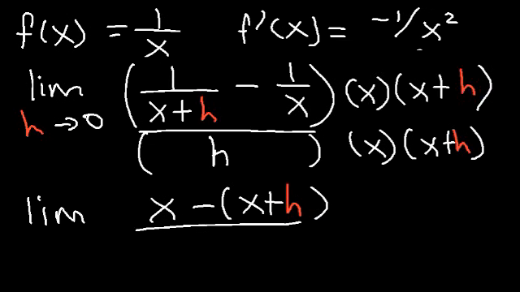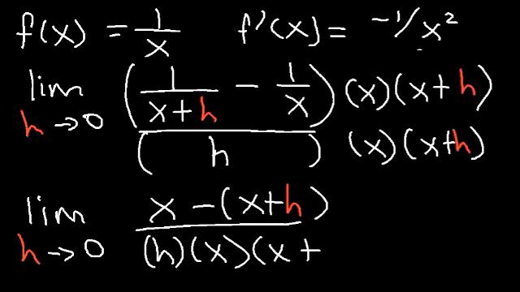Now we still have the limit expression. We have to keep rewriting it until we replace h with 0. On the bottom, do not distribute or FOIL. Leave it the way it is. If you distribute, you're going to make life harder, and it's going to be very difficult to solve this limit. So keep it like this.